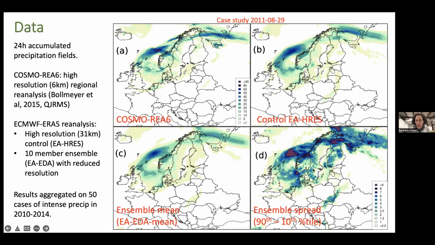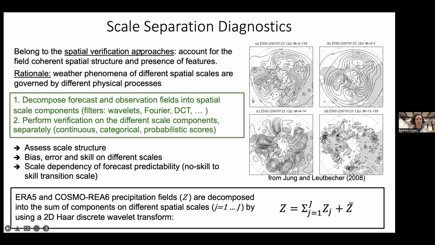The ensemble spread, you can see, is very large, but the precipitation is co-located with the precipitation of the ensemble mean, which means that the position of the precipitation features is well constrained in the reanalysis compared, for example, to a forecast. And the largest differences between members are due to the precipitation values. So I'm going to compare these precipitation fields with some scale separation diagnostics.